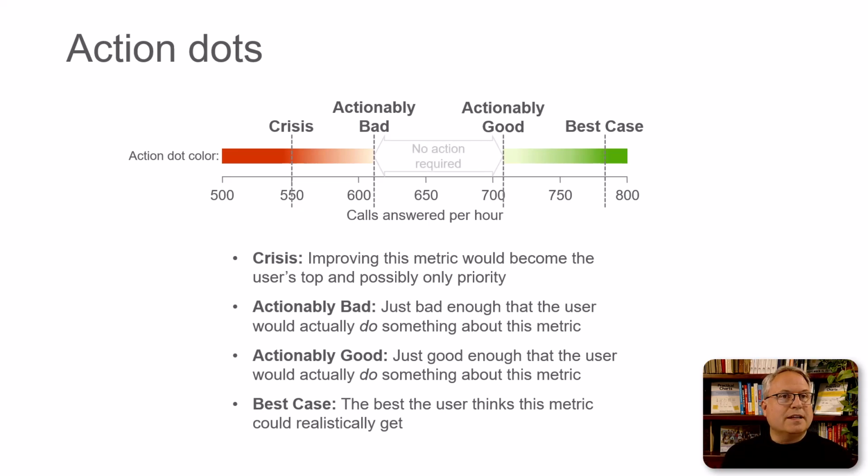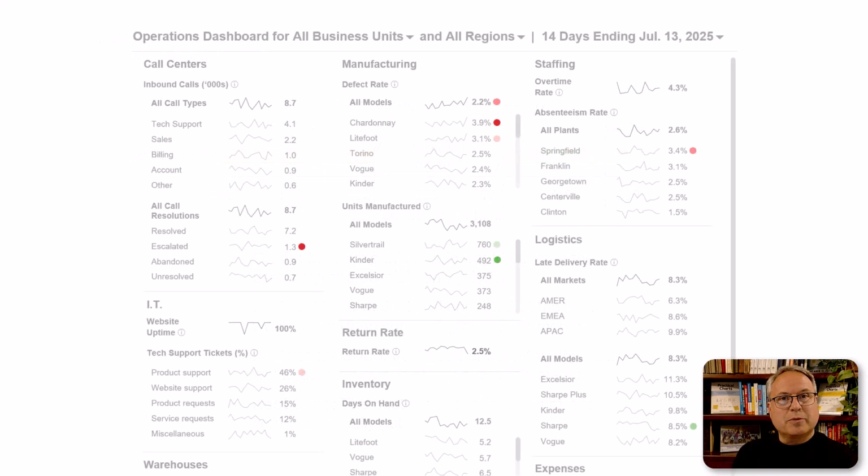And of course, anything that is in between actionably bad and actionably good doesn't get a dot because by definition, it requires no action because that's what those terms actually mean. And in fact, most metrics actually fall in this range most of the time because that's kind of reality, right? Most metrics actually don't require action most of the time. And that's why on a dashboard like this, most metrics actually aren't flagged, right? Because again, most metrics don't require attention most of the time.